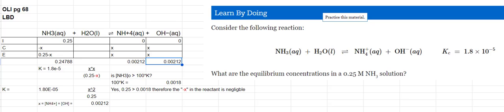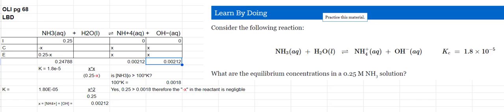So I want to do some problems regarding equilibrium where the equilibrium constant is really large or really small. I'll do some examples from OLI, and this is from page 68. The first example I want to cover is the reaction between ammonia and water producing ammonium and hydroxide.